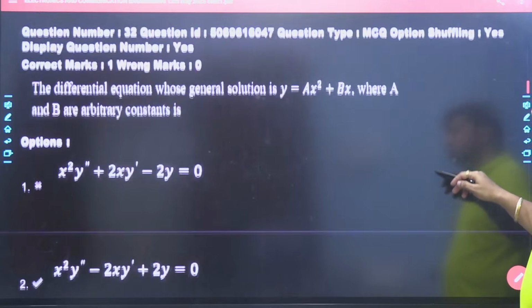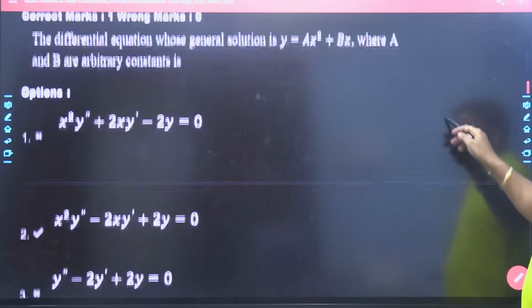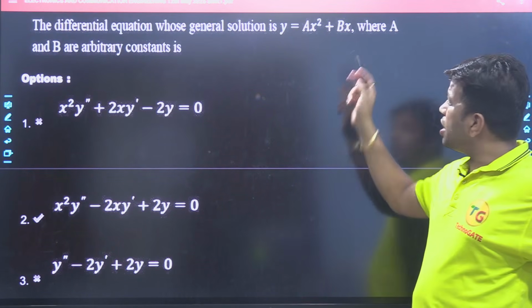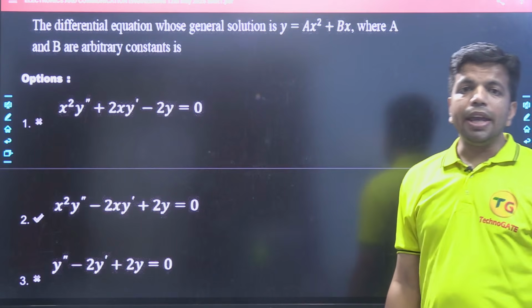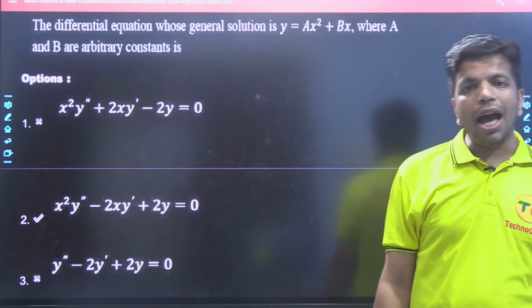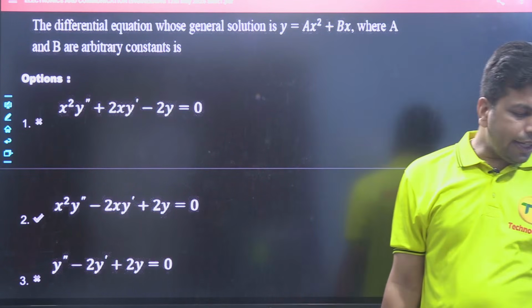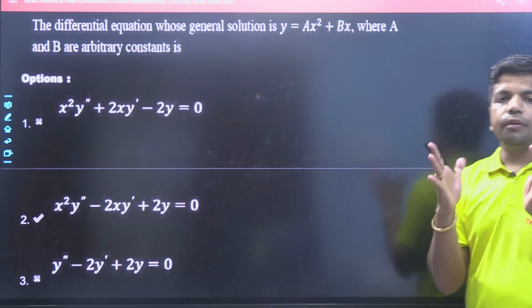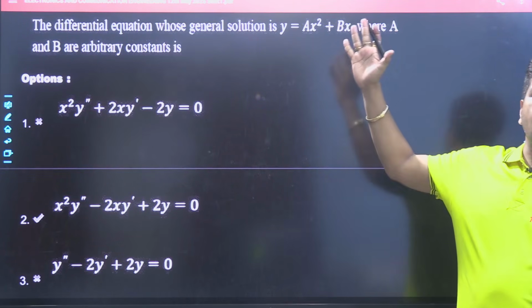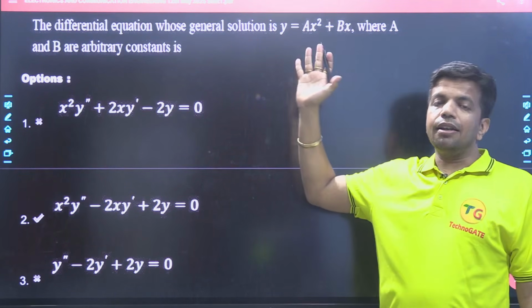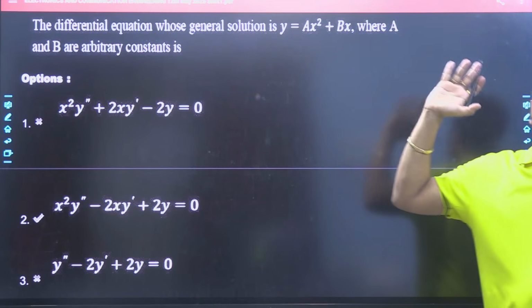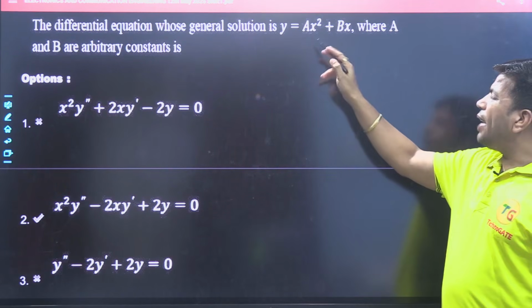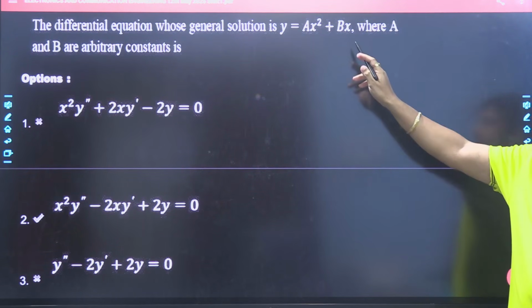We have a differential equation whose general solution is given to us as y equals ax square plus bx, where a and b are arbitrary constants. Ultimately the general solution is given and we need to find the differential equation corresponding to that particular general solution. Are you getting that point? Okay, so let's see. As we know, y equals ax square plus bx is given to us.